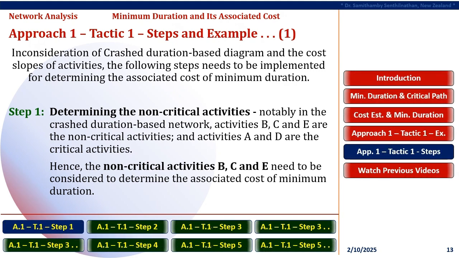In consideration of crash duration-based diagram and the cost slopes of activities, the following steps need to be implemented for determining the associated cost of minimum duration. Step 1 is determining the non-critical activities. Notably, in the crash duration-based network, activities B, C, and E are the non-critical activities, and activities A and D are the critical activities. Hence, the non-critical activities B, C, and E need to be considered to determine the associated and optimal cost of minimum duration of the project.